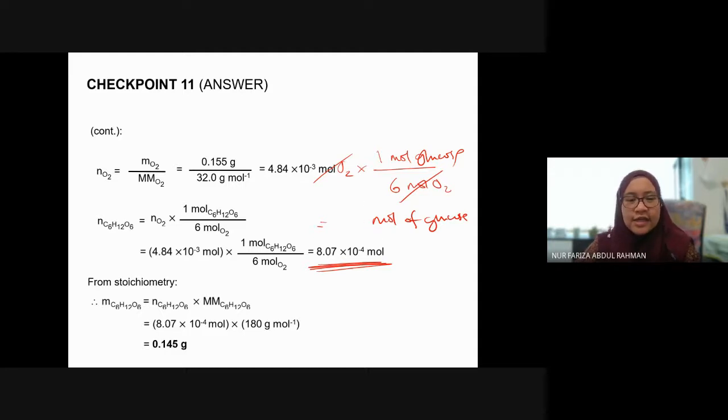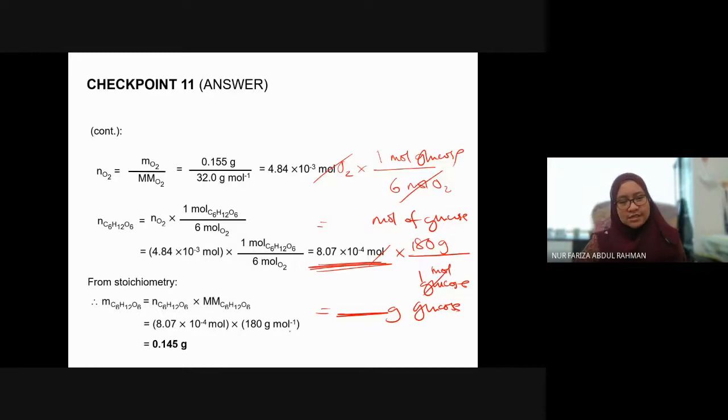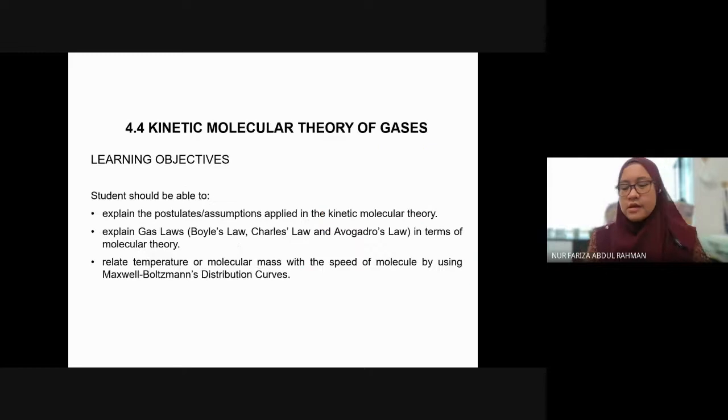And then you have to find the mass. You already have the mole of glucose, so how do you find the mass? Times with molar mass. So here we have mole of glucose. 1 mole of glucose is equal to 180 gram. So it cancels, and you have gram of glucose. Using dimensional analysis. Okay? How are you doing so far before we proceed to the next subtopic, kinetic molecular theory of gases?